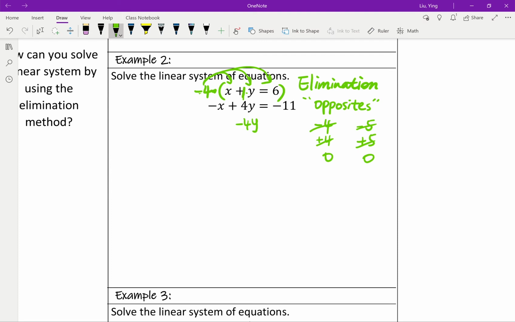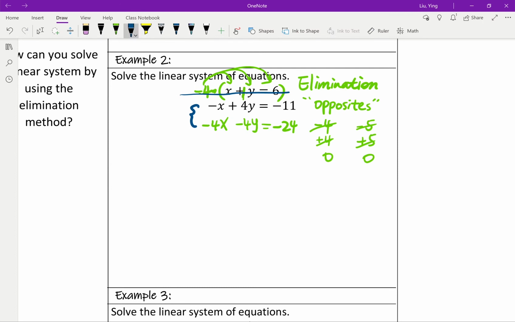So -4 times x is -4x. -4 times 1y, we already said that it's going to be -4y. And then -4 times 6 is -24. So this right here is going to be the new system we wanna use. We no longer need this one because we just changed that to the second equation here.